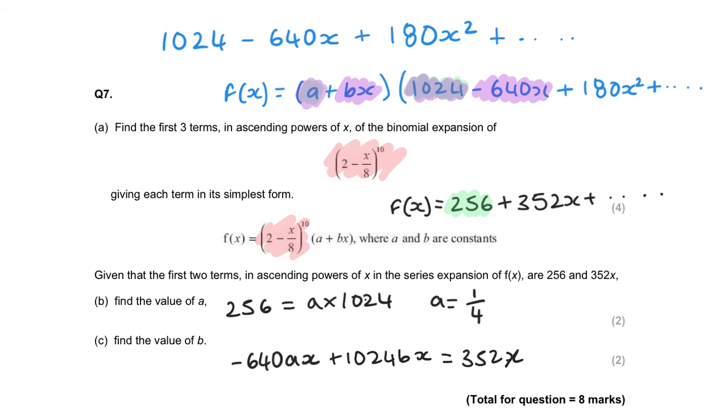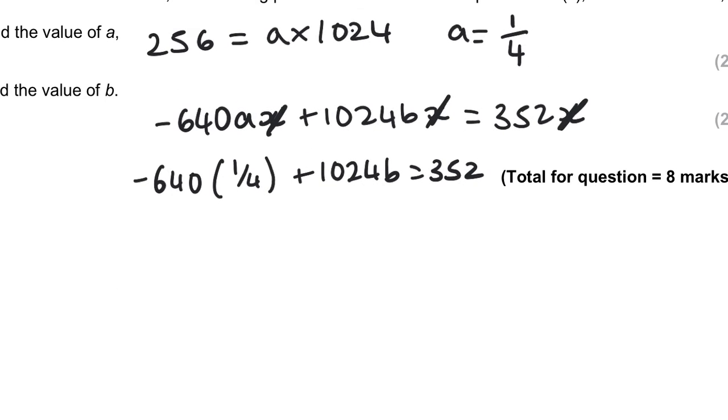Now, as I said, we're not going to worry about these x's because we're just focusing on the coefficients. We already know what a is, so we know this is minus 640 lots of a quarter plus 1024b equals 352. So now it's just a case of simple rearranging. So 640 times a quarter is 160, so that's negative 160 plus 1024b equals 352. I'll add 160 to both sides.